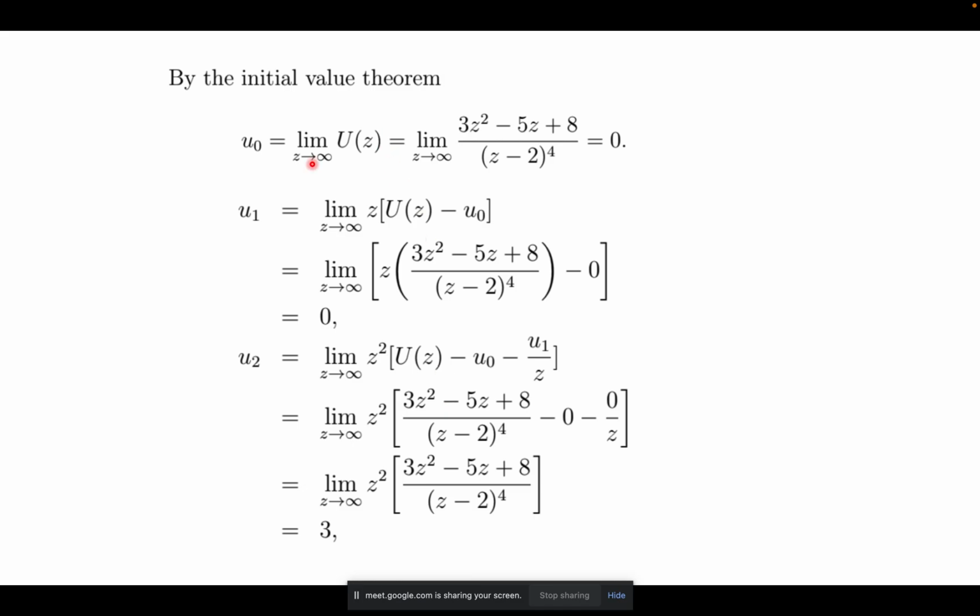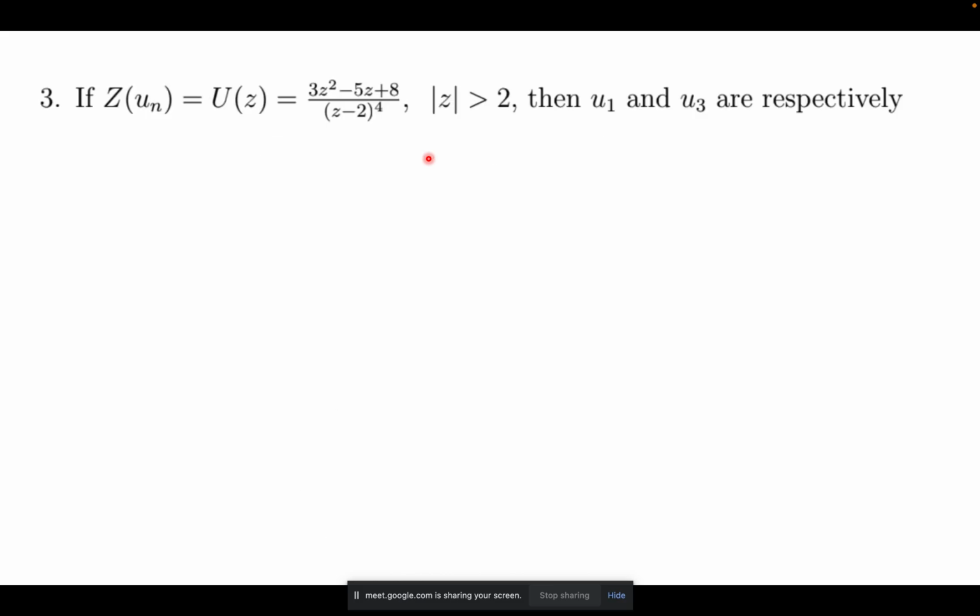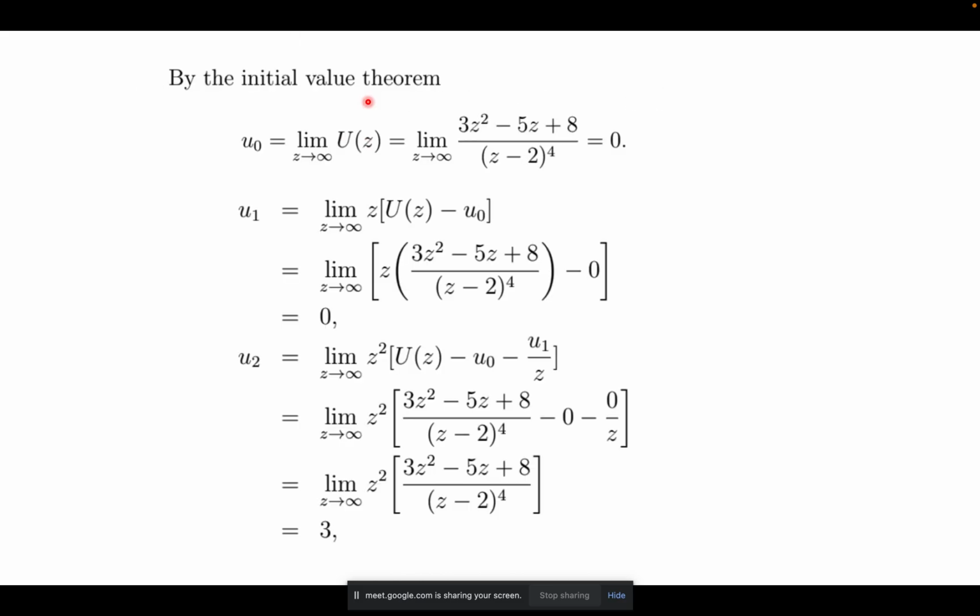First, as I told you, the value of u naught is given by limit z approaches infinity of U(z). So the limit as z approaches infinity of (3z square minus 5z plus 8) upon (z minus 2) power 4. Here you see the denominator has power 4 of z, and if I take the limit as z approaches infinity, this function approaches 0. So u naught is given by 0. So u naught can be easily calculated by taking the limit of U(z) with z approaching infinity, which is 0.